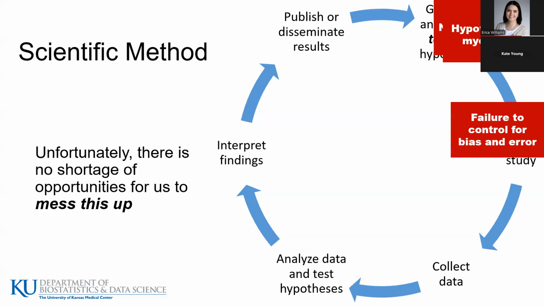In designing the study, we could fail to control for sources of bias and sources of error. Sources of bias are aspects of the experimental design that could systematically push the result away from the truth. This can result in a study finding a positive association when there is no association, or finding a negative association where there's actually a positive one, or any incorrect conclusion from the results.